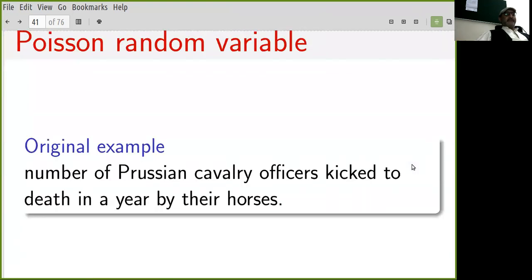And the original example: the Prussian army needed to set aside money for widows' pensions, and Poisson worked on the problem of the number of Prussian cavalry officers kicked to death in a year by their horses, and therefore the widows' pensions. Hopefully that doesn't happen very often.